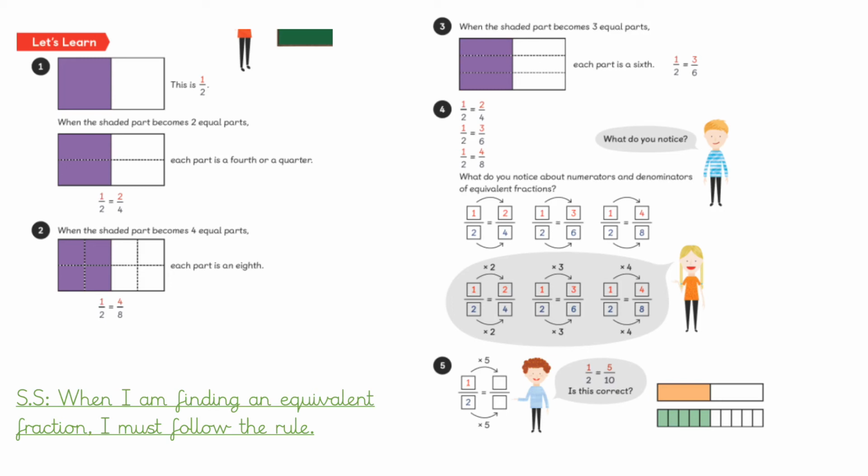So if we use that rule of multiplication, with whatever we multiply the numerator by, we have to multiply the denominator by, is question 5 correct? So 1/2, is that equivalent to 5/10? And if you think it's correct, why do you think it's correct?